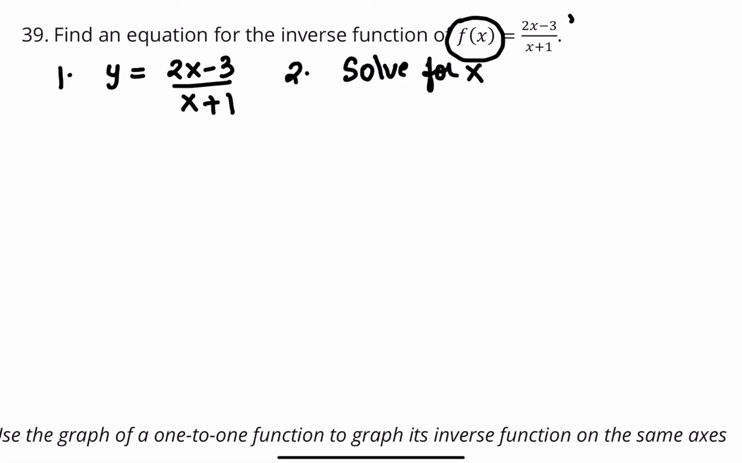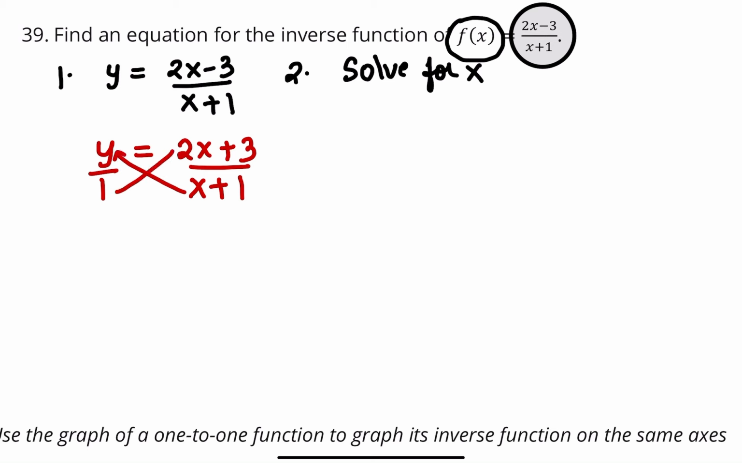When you have more than one fraction, you might need to pay attention because there are a couple more steps involved. Solve for x. So what do I do? I'm going to make this a denominator. You know what? Let me rewrite it in a different color. y is equal to 2x plus 3 over x plus 1. Let me make this a denominator 1 and cross multiply. And now I want you to see what happens.